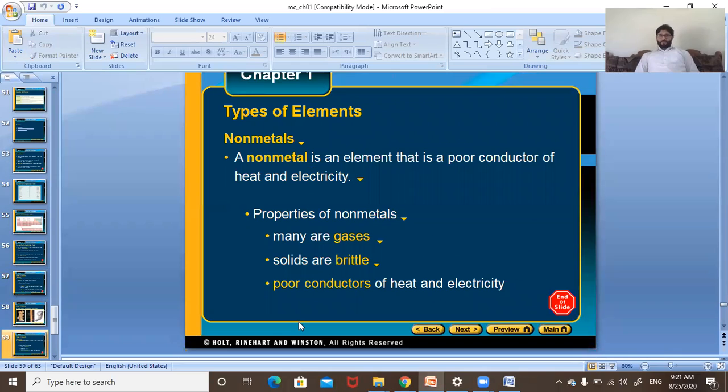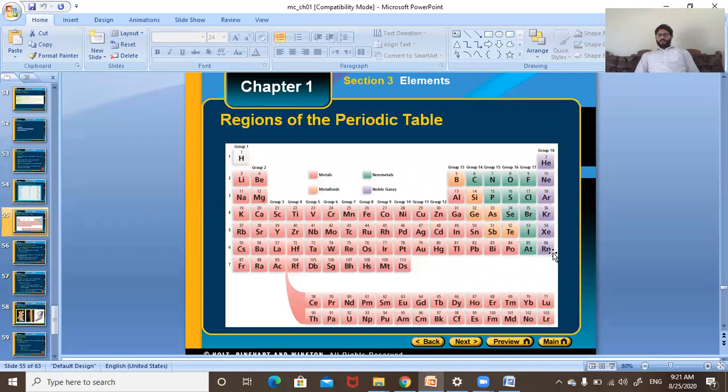Also, let me tell you about the non-metals. Non-metals are poor conductors of heat and electricity. So we call them non-metals. Non-metals are brittle. Many non-metals are gaseous in state. Look, all of these are non-metals and exist in the gaseous state: fluorine, oxygen, nitrogen. There is one non-metal, bromine, that exists in the liquid state. Also carbon. Carbon exists in the solid state, like charcoal and diamond. These are pure carbon and exist in the solid state.